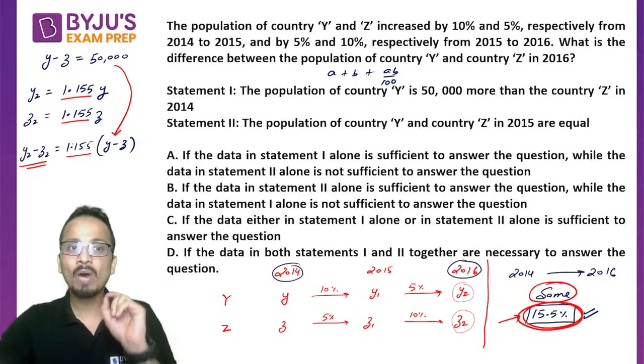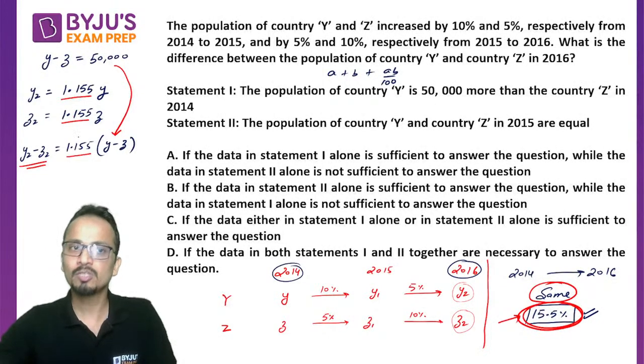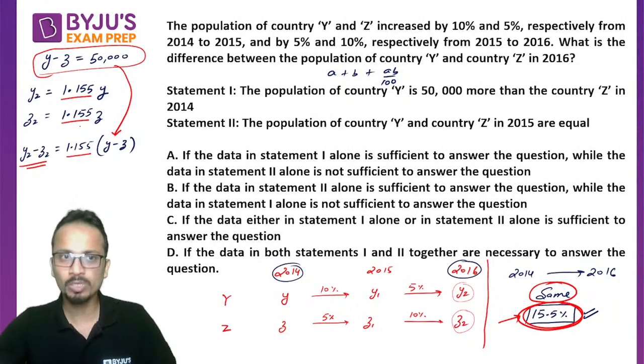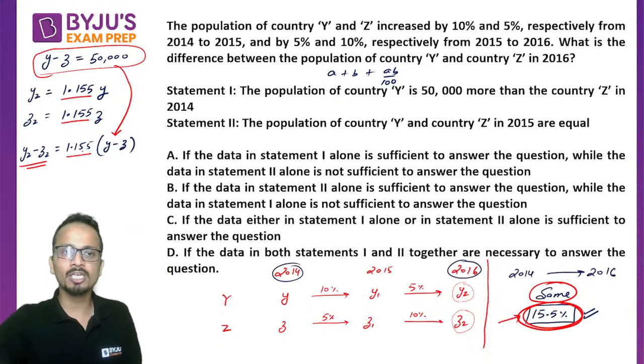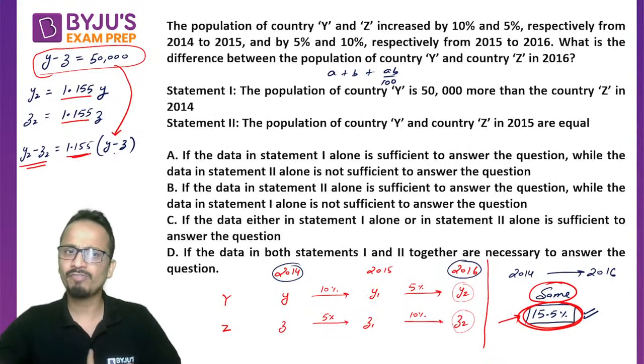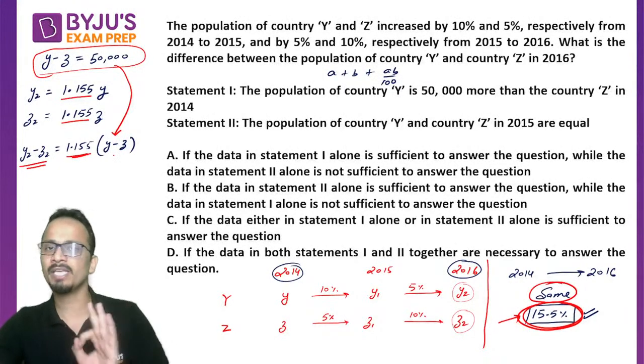Okay. Now if this factor was not the same, this common factor would not have come, and I could not substitute the value of Y minus Z. If the net percentage change was not the same, then I could not take this factor common from here and there. Okay. And we could not substitute the value of Y minus Z.